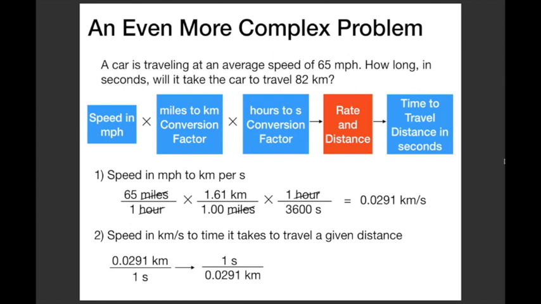This would give us 1 second per 0.0291 kilometers. Multiplication through by 82 kilometers will cancel out the kilometers, leaving us only with seconds, and give us the answer of 2,800 seconds. Notice we have 2 significant figures in the answer, and all of the input values that we used in the problem have 2 significant figures.